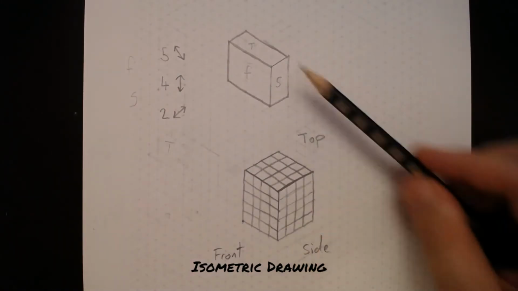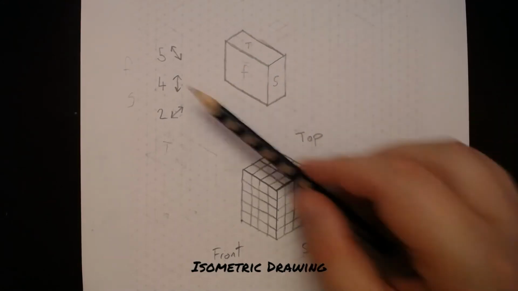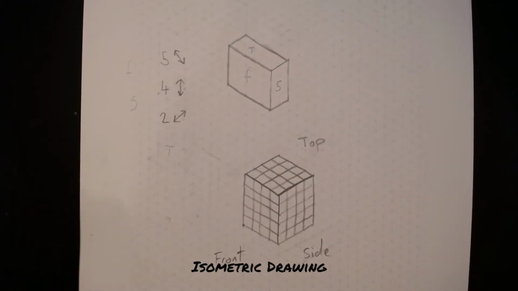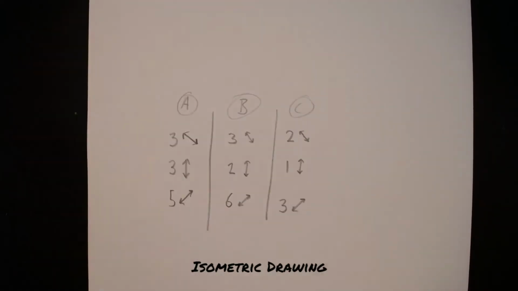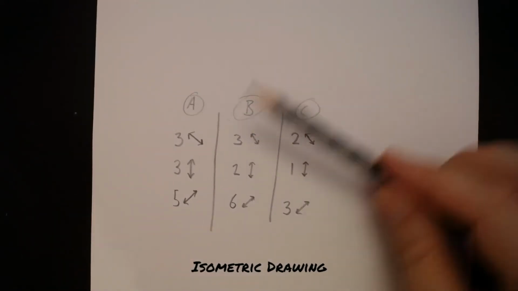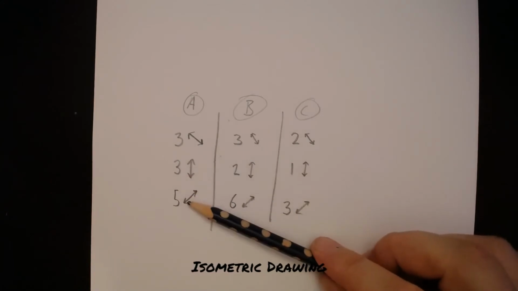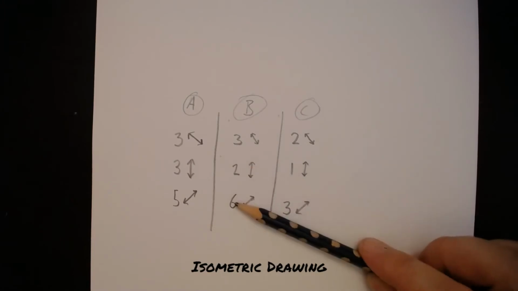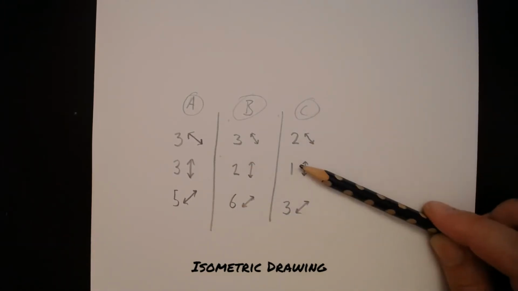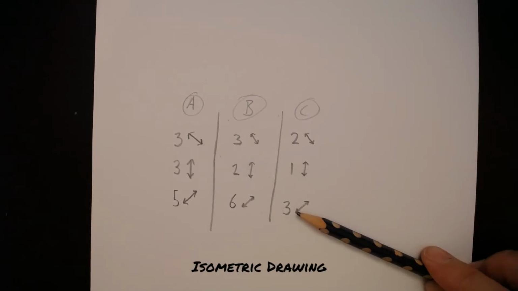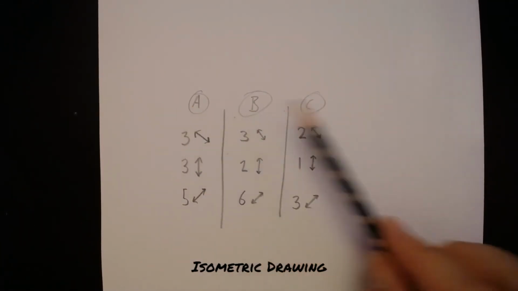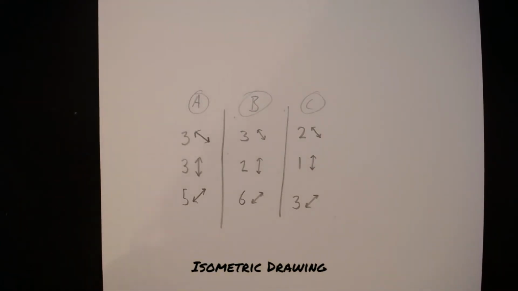Okay, hopefully you've successfully drawn this cube and you were able to use these numbers. So the next task I would like you to do is to take a look at these 3 sets of numbers. So we have cube A, which is 3 by 3 by 5, cube letter B, which is 3 by 2 by 6, and C, 2 by 1 by 3. So go ahead, pause the video here, see if you can draw these 3 cubes out. Don't forget to label them A, B and C, and I'll see you in just a second.